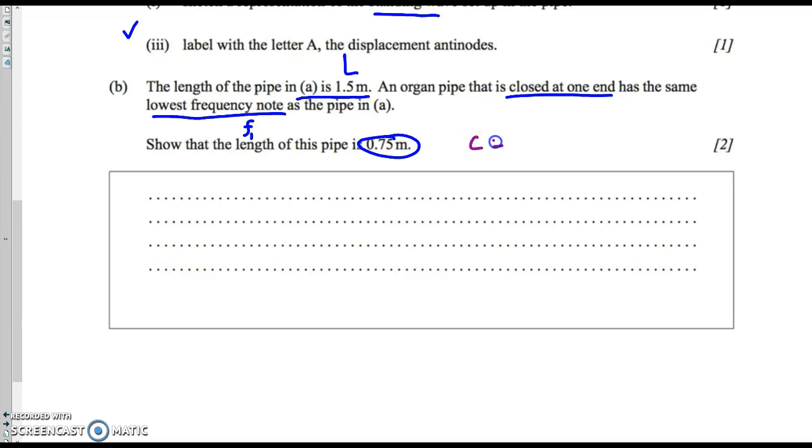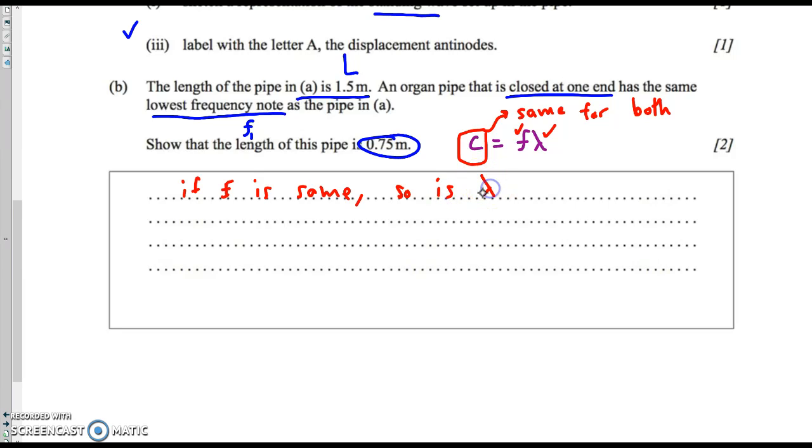If we consider the wave speed equation, we do not know the speed in either medium. But here's the thing we can do. We can assume that the speed is the same for both. And that's safe to do because both pipes have the same medium, air. So if they have the same frequency, F1, then they have the same wavelength, lambda 1. So now we can write if frequency is the same, so is lambda, the wavelength.